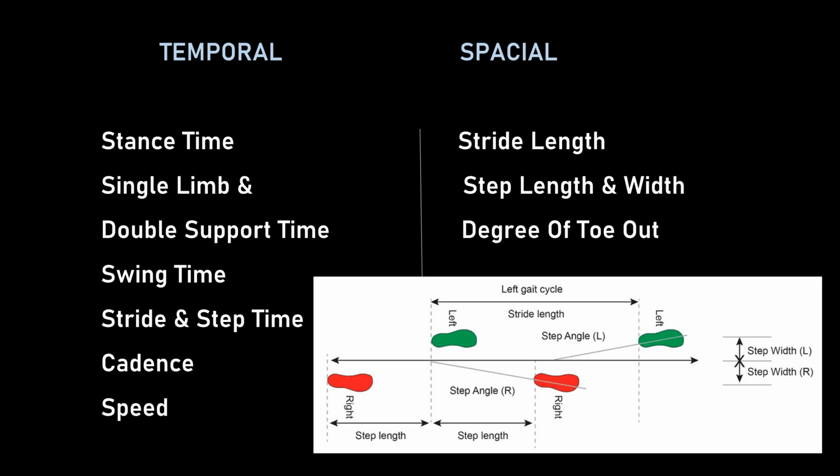Now, as said, in kinematics one of the parts is temporal and spatial, right? In temporal we'll be discussing stance time, single limb and double support time, swing time, stride and step time, cadence, speed. Then in spatial comes stride length, step length and width, degree of toe out.